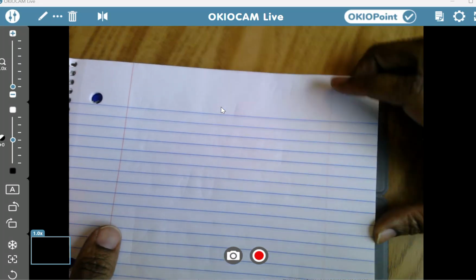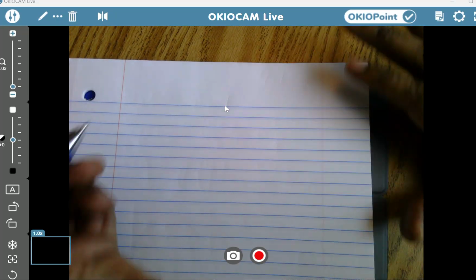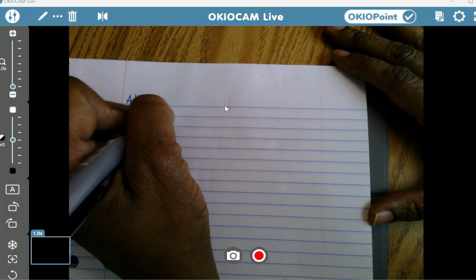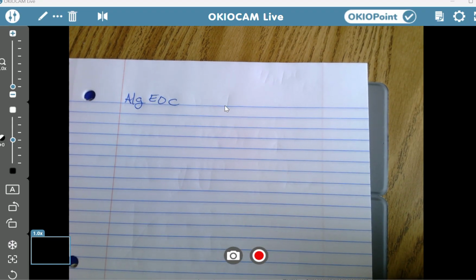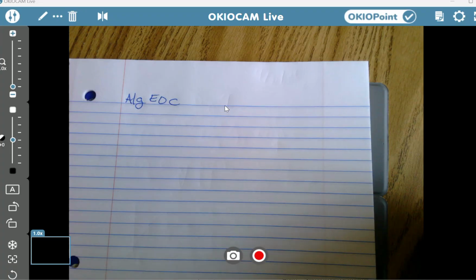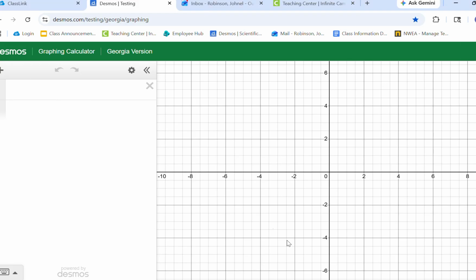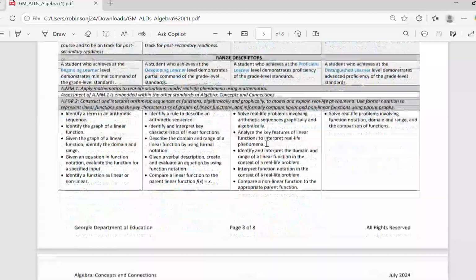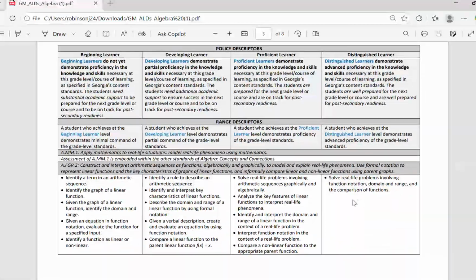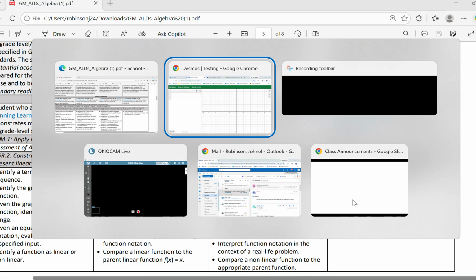I am attempting to make a quick EOC review. So, Algebra EOC, I am using the ALDs as a reference for this review. If you see me toggling back and forth, know that that's what I'm doing. Okay, so the first topic of discussion is going to be solving real life problems involving function notation, domain, and range, and the comparison of functions.